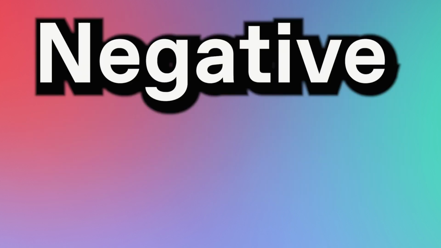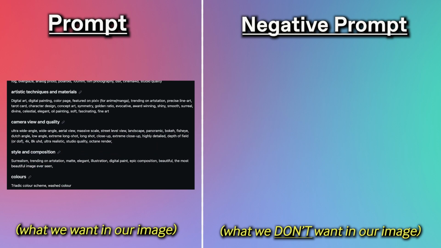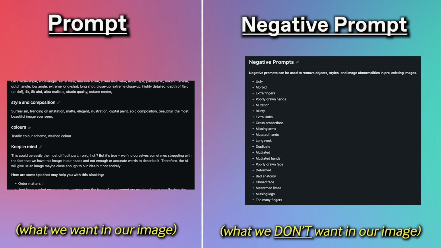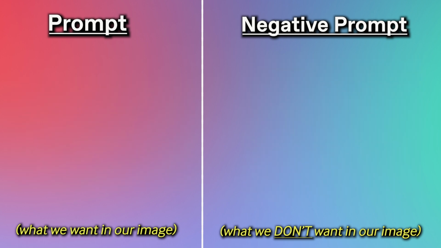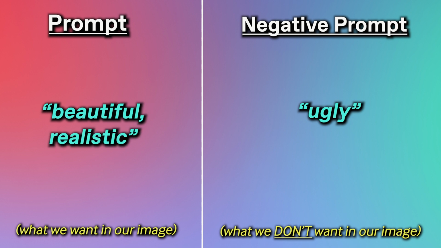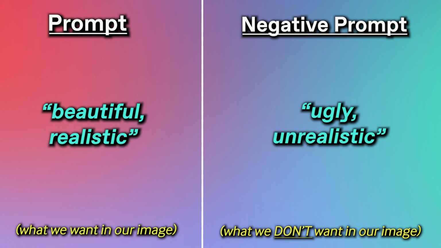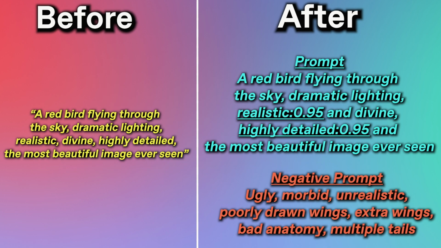Now let's discuss negative prompts. Basically, if a prompt is a list of terms you'd want the AI to take into consideration when generating an image, a negative prompt tells the AI exactly what you want the image not to be. If you want your image to be beautiful, then include ugly in your negative prompt. If you want your image to be realistic, then include unrealistic in your negative prompt. As a result, our overall prompt now becomes this. And the resulting image looks like this.